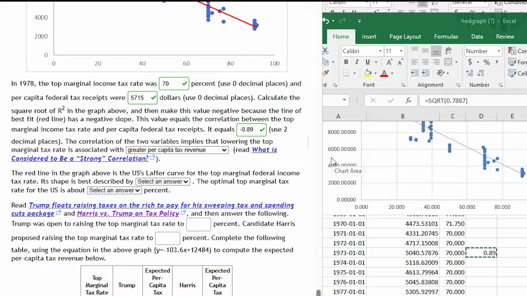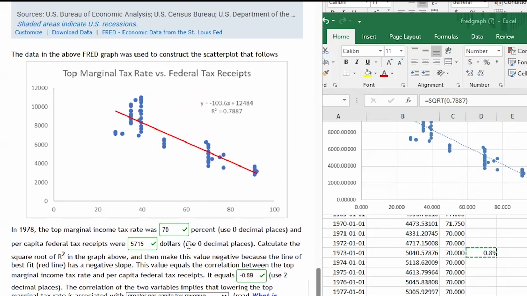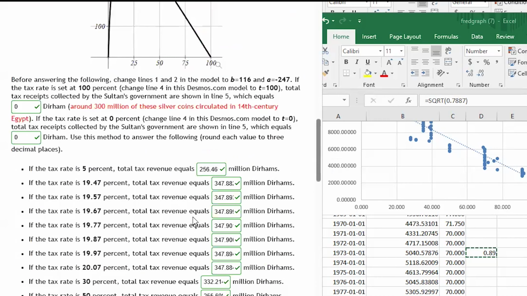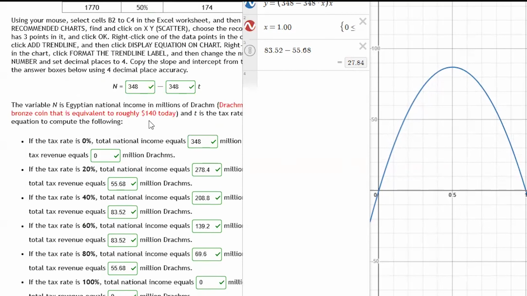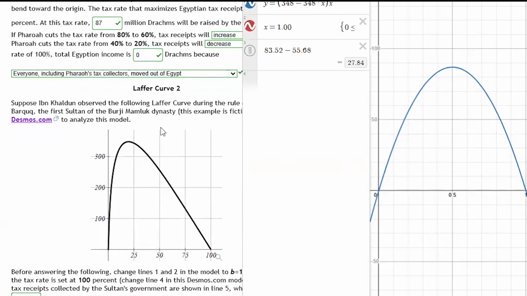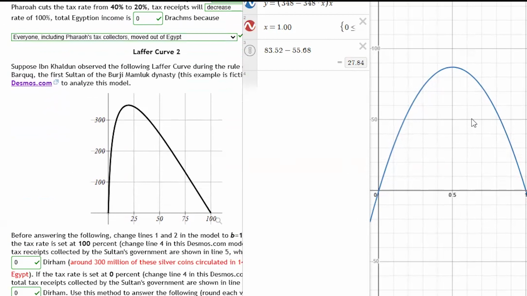The red line in the graph above is the U.S.'s Laffer curve for the top marginal federal income tax rate. Its shape is best described by, now I'm comparing this shape to either this Laffer curve or this Laffer curve. This is the Laffer curve from the first part, then I have the Laffer curve of the second part. The first Laffer curve is symmetric in the range of 0 to 100%. The second Laffer curve is skewed.